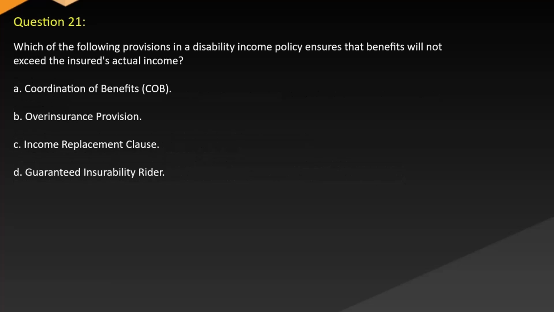Question 21. Which of the following provisions in a disability income policy ensures that benefits will not exceed the insured's actual income? A. Coordination of benefits, COB. B. Overinsurance provision. C. Income replacement clause. D. Guaranteed insurability rider.